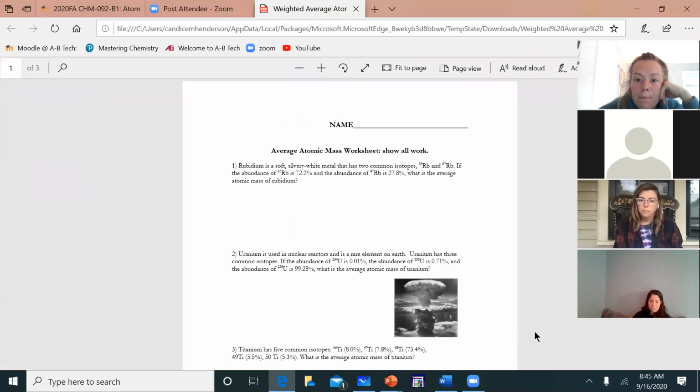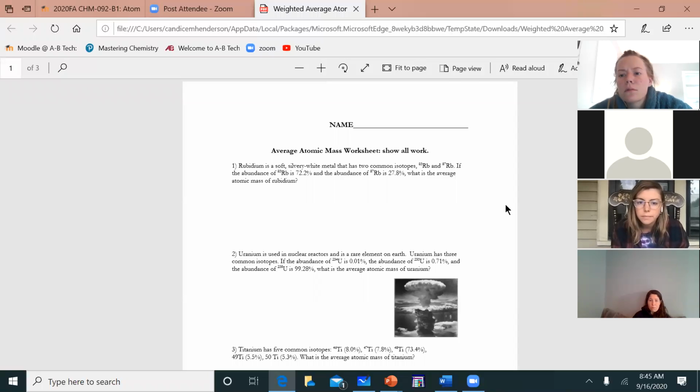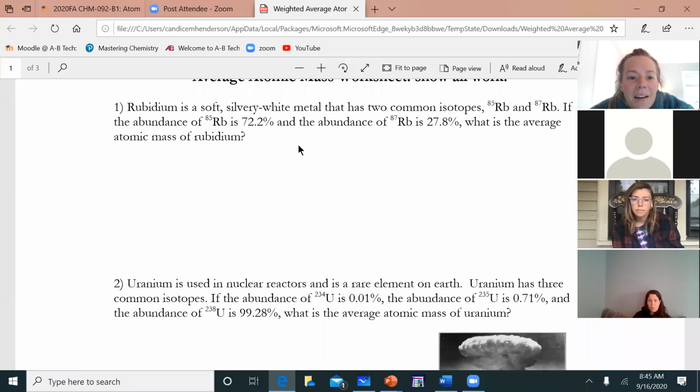For rubidium. So let me try and zoom in here. There we go. Rubidium is a silver white metal that has 2 common isotopes, rubidium 85 and rubidium 87. If the abundance of rubidium 85 is 72.2% and the abundance of rubidium 87 is 27.8, what is the average atomic mass? This is an example where it doesn't give you the very specific decimal. You see how it just says rubidium 85? So just use the number 85 as your mass. I'll give you all 2 minutes or so, 2-3 minutes.